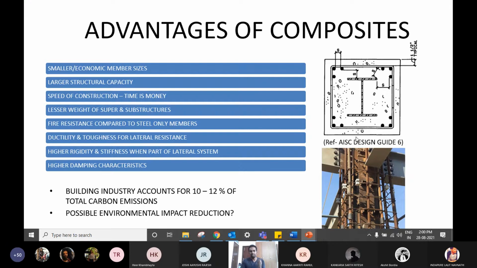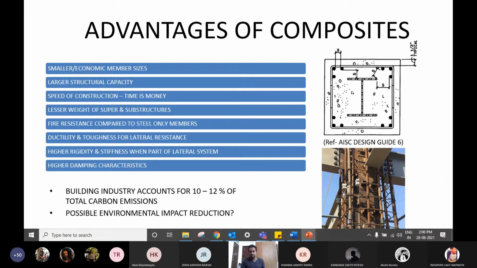So your construction speed is faster because you can assemble it faster and start working on the other aspects of the construction faster. Second thing is, a part of it is prefabricated, right? Your I section is fabricated somewhere else, right?